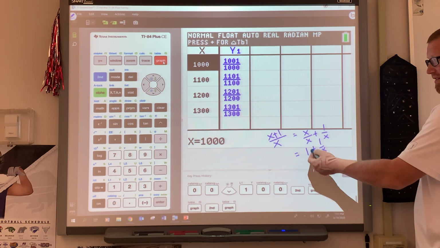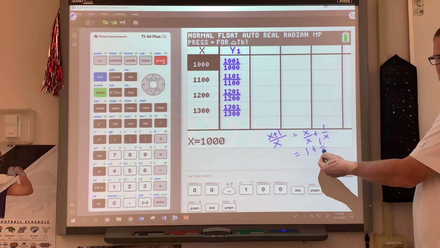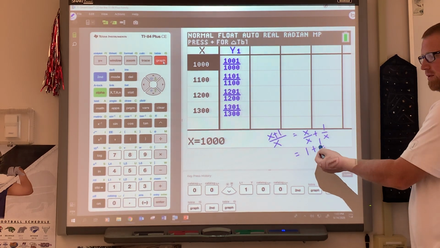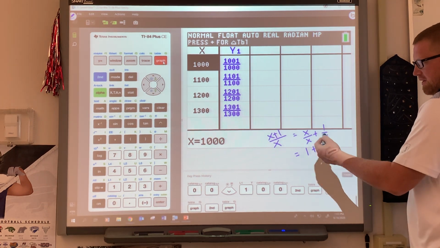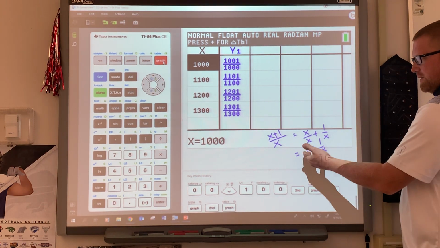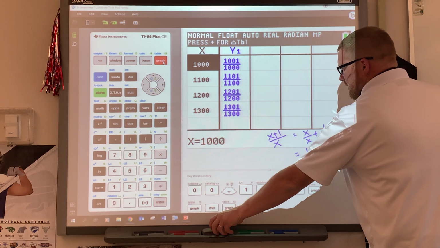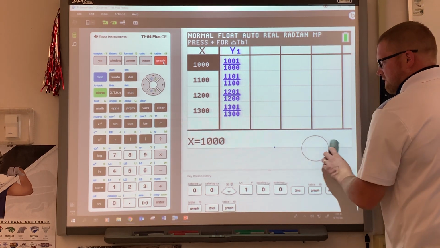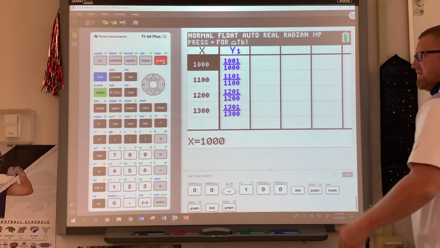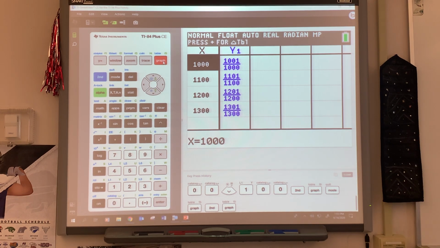1 divided by a ridiculously big number is essentially 0. So I'm saying 1 plus 0. If I was to trace out the limit and apply some limit properties, we'd see, hey, this limit is 1 as x approaches positive infinity. Okay, so I think the table and the graph both seem to agree that we are approaching 1 as the limit of that function as x approaches positive infinity.